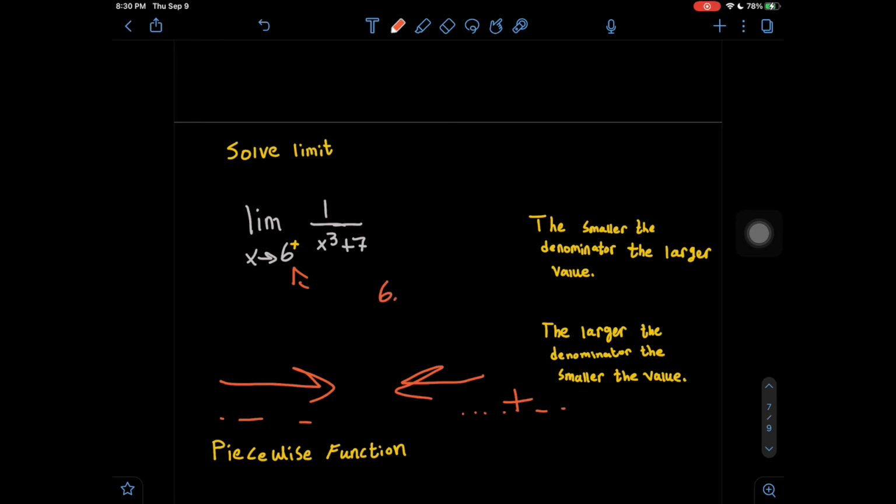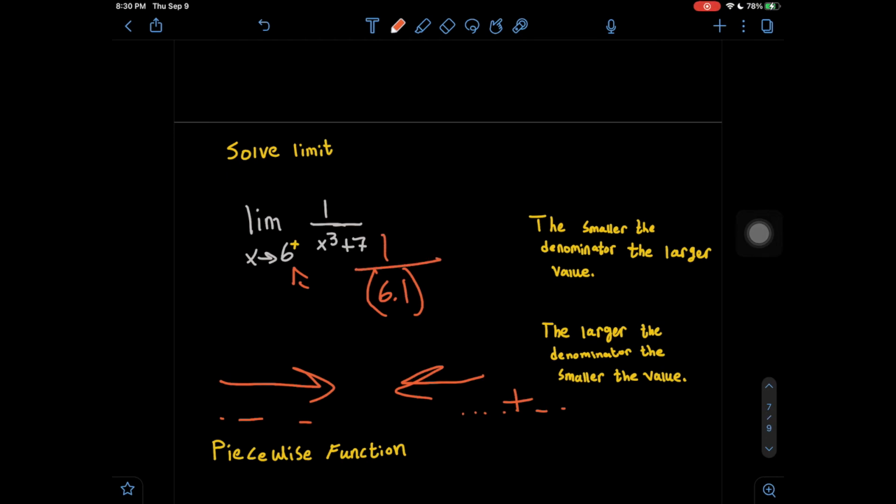Let's just say 6.1. So we're going to substitute 6.1 because that's greater than 6, but it's not 6. We don't really care about what's happening at 6. We care about how it's approaching 6. And in this scenario, we're not caring about both sides. We're just looking at the right side. So the right side is the greater value. So that's why we have 6.1. I'm going to substitute this with direct substitution into our equation.